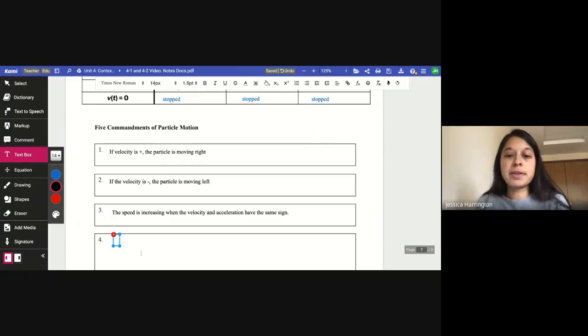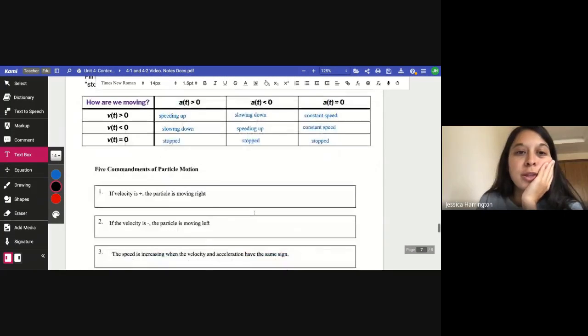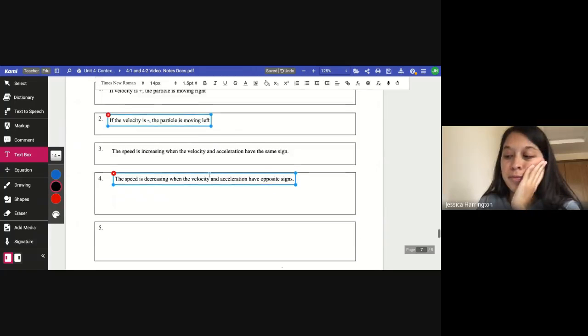So if that's true, the opposite is also true. The speed is decreasing when the velocity and acceleration have opposite signs. So we can look at our table and see that's true. When the velocity is positive but the acceleration is negative, the thing is slowing down. When the velocity is negative and the acceleration is positive, the thing is also slowing down.